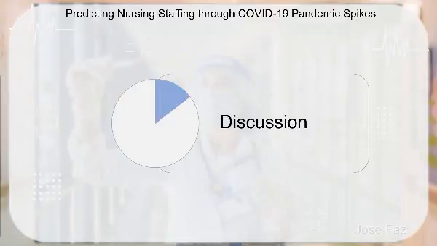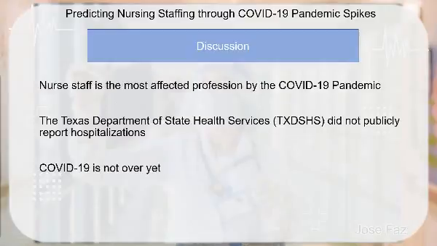One element of my document is a discussion. There are three points that I want to stress in my discussion. One of them is that the nurse staff is the most affected profession by the COVID-19 pandemic, since nurses are in direct contact with patients who are infected by COVID. As we saw in my document, nurse staff at the beginning of the pandemic suffered from a lack of PPE, and they were also working long hours, which led to burnout.